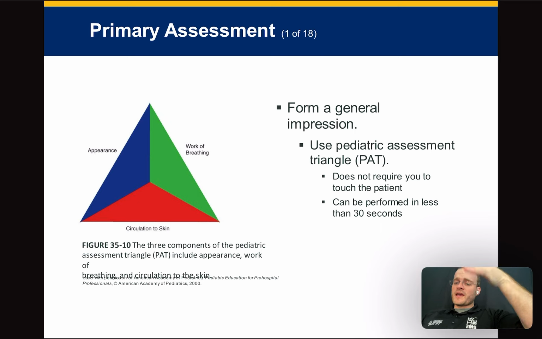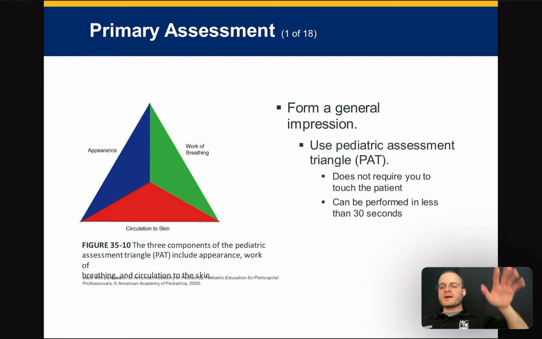This is called the Pediatric Assessment Triangle. What they're saying is these three things help us form a general impression of a child. Remember, your general impression is our across the room assessment, and so it doesn't require you to touch the patient. You're just looking across the room, and it can be formed in less than 30 seconds. I've seen this tested in a lot of different ways, so know everything about that.